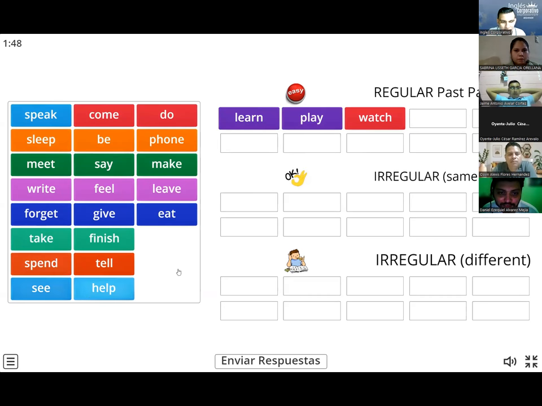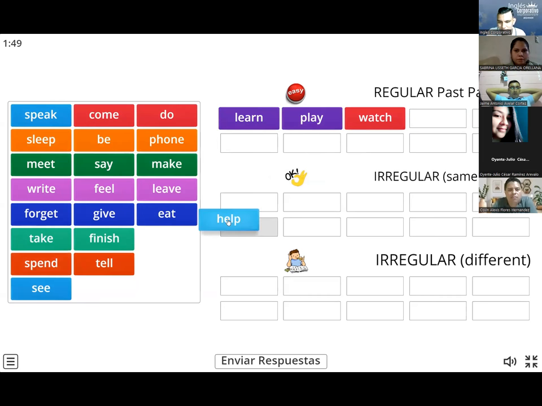Okay, help. Finish. Help. Is it regular, irregular, irregular different? When it says irregular, different, it means that the verb changes in the three forms. Okay.